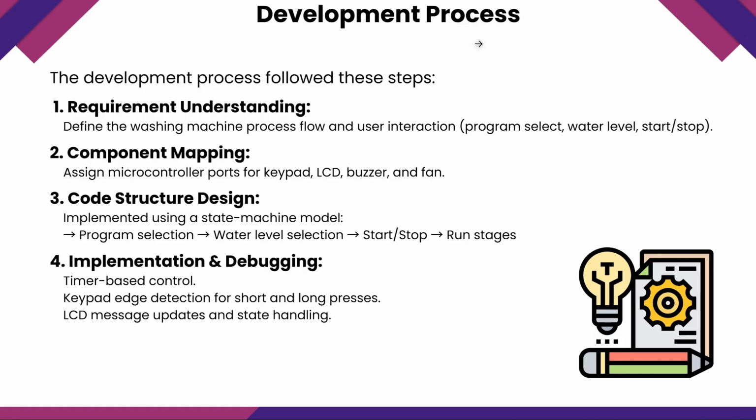I implemented this using a state machine model in which first the user will select the washing machine program. Second, he will select the water level. Then he will either start or stop the washing machine. And finally, the run stages of the washing machine. Fourth is implementation and debugging. For this, I use a timer based control. I use keypad edge detection for short and long presses and also LCD for message updates and state handling.